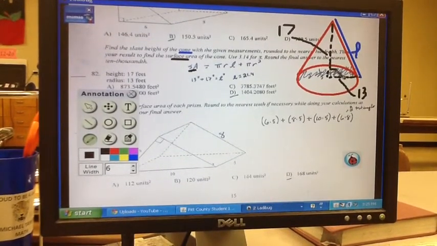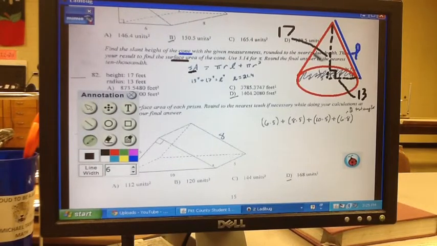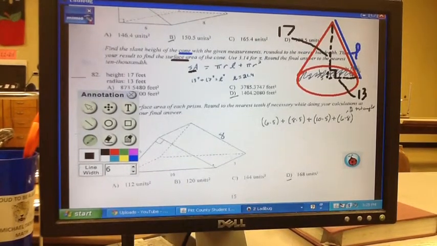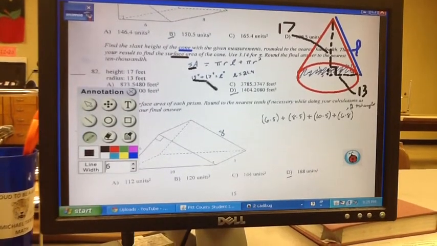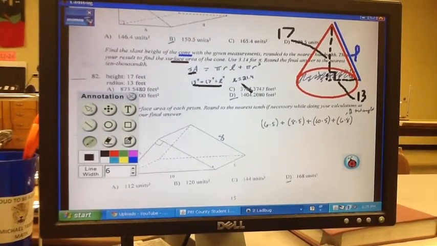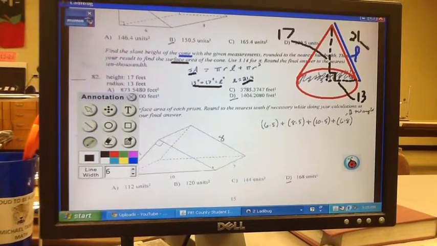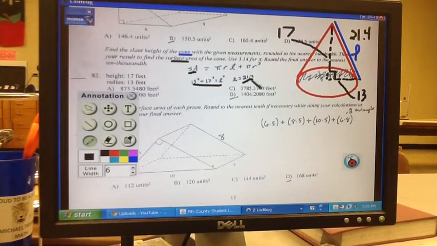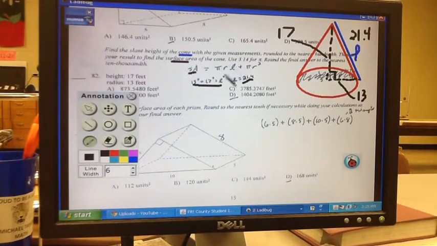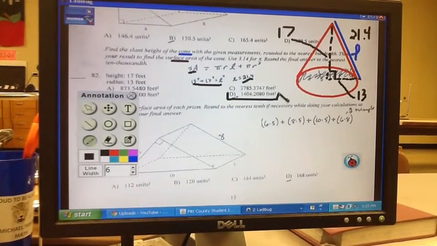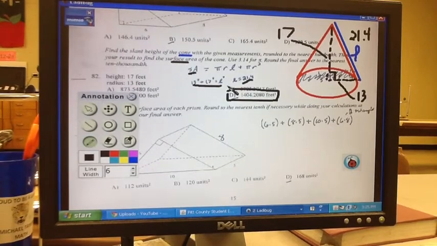Well, we have a right triangle there, so I can do 13 squared plus 17 squared equals that slanted height squared. So I got 13 squared plus 17 squared equals that L. So I found that L was 21.4, and then just took that and plugged it back into my formula. Once I plug all that in, multiply and add it all out, I end up getting D.